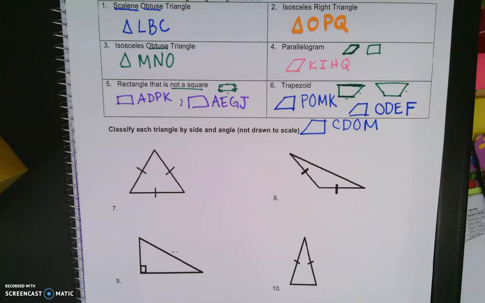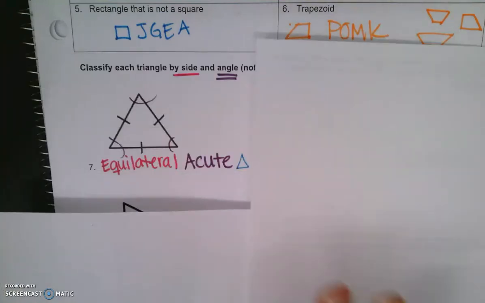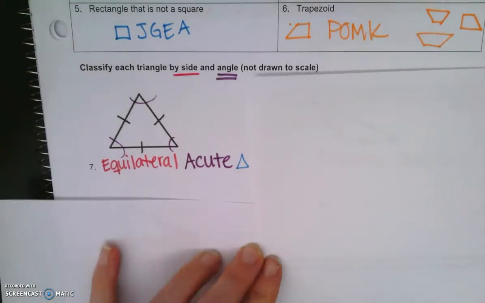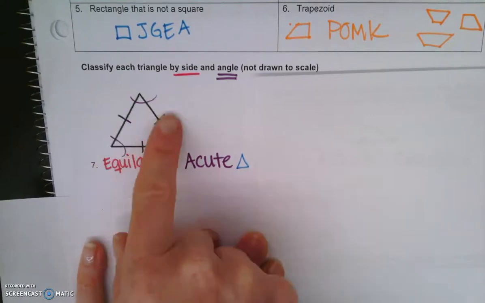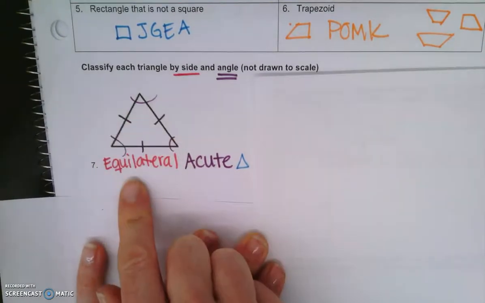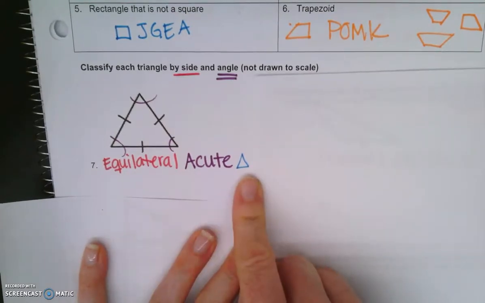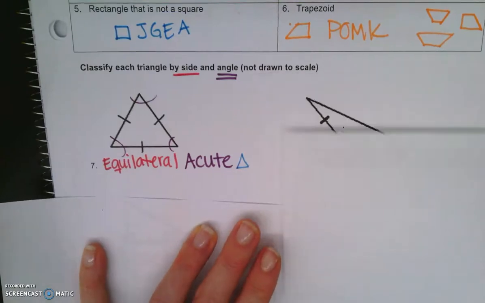Thank you for pausing the video. Okay, so let's take a look at how we did. Our first triangle is equilateral and acute. When I saw these lengths, I noticed that they are all equivalent, so equilateral, all three equal side lengths, and acute. And don't forget your triangle symbol or the word triangle, because it's an equilateral acute triangle.